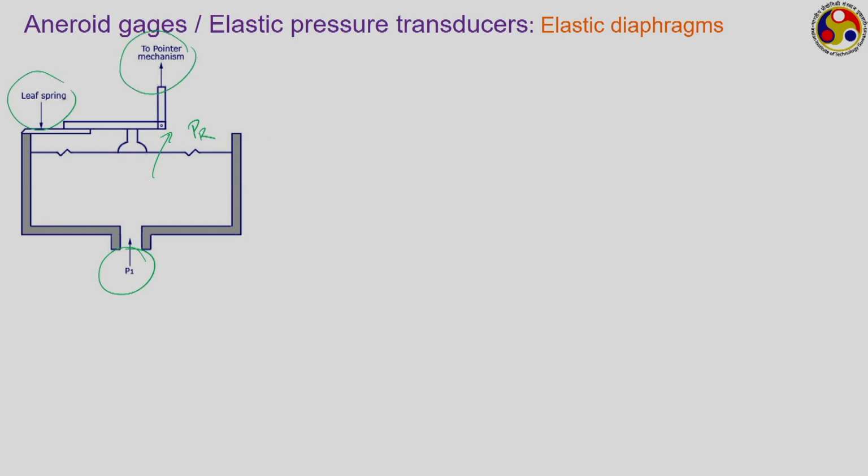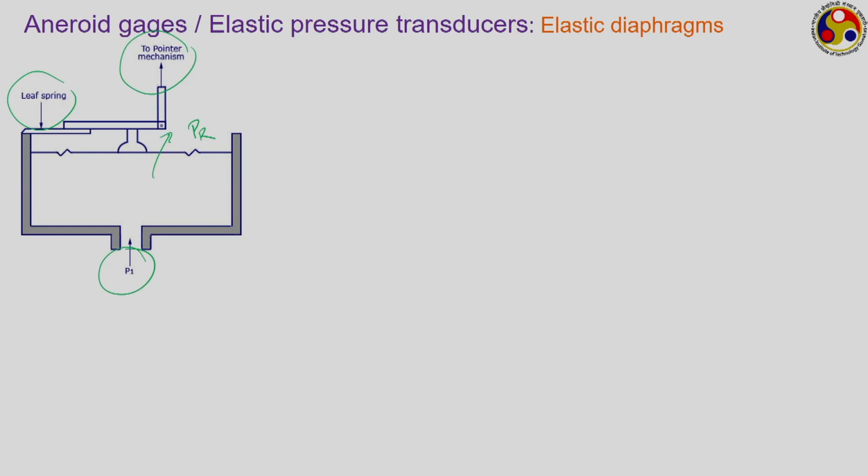So again, not only for this one, in any kind of elastic pressure transducers, we are actually converting the pressure reading to some kind of deflection based or displacement based reading, which can be sensed by any kind of device like an LVDT or simple strain gauge, and we can convert that to a pressure reading.